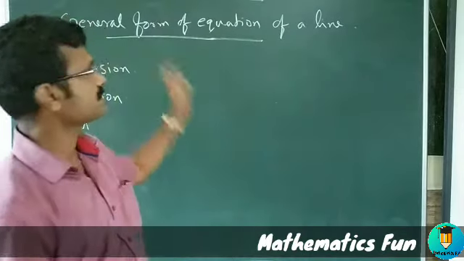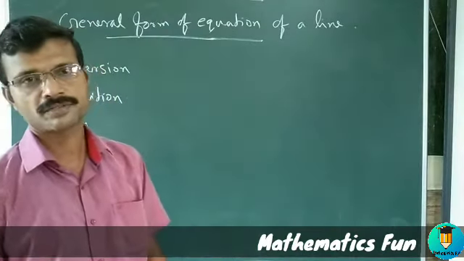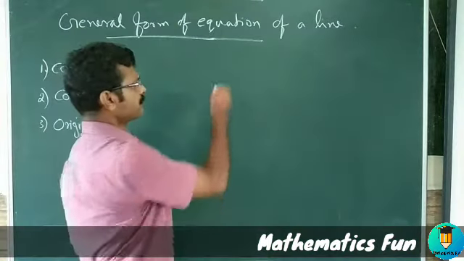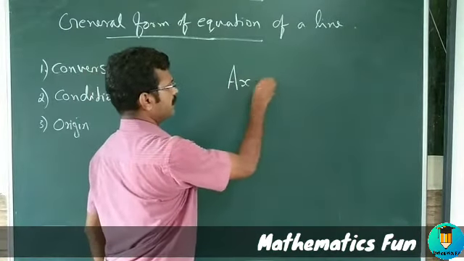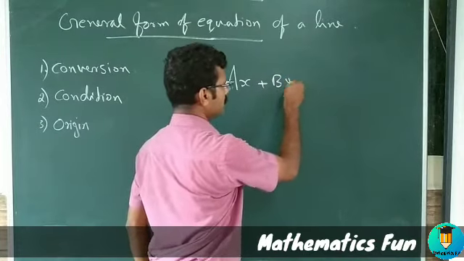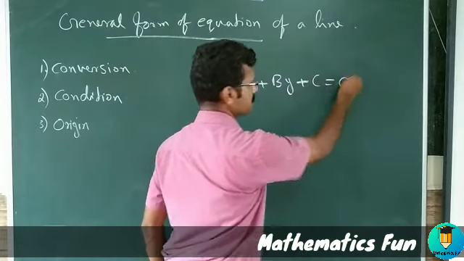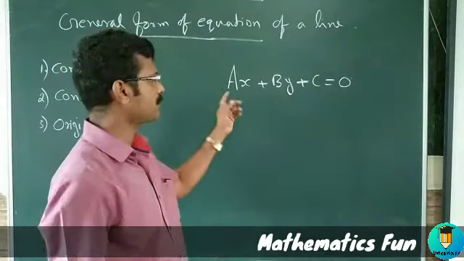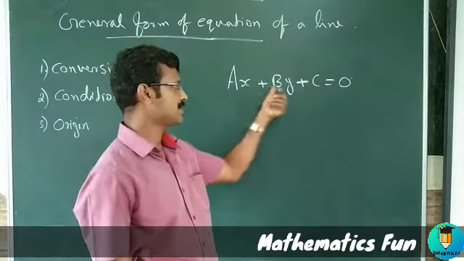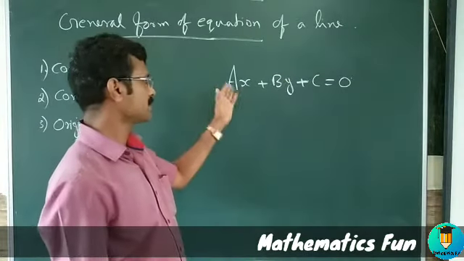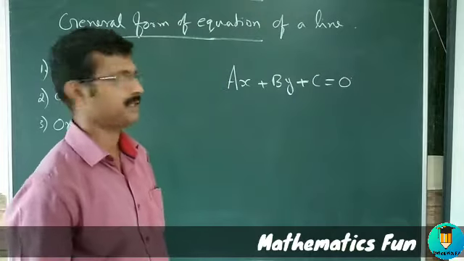So first of all, what is the general form of equation of line? The general form can be written like this: ax plus by plus c is equal to 0. This is the general form of equation of line. A, B, C are real numbers.